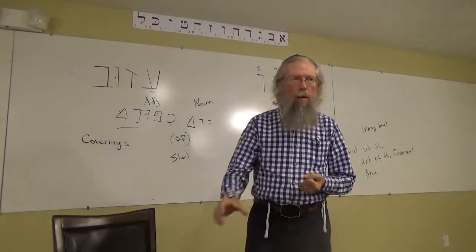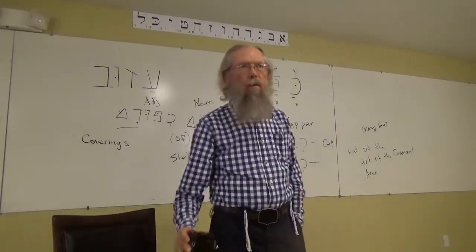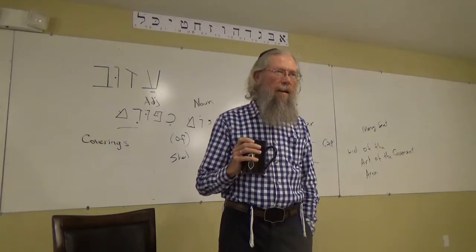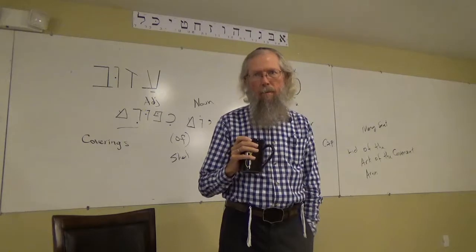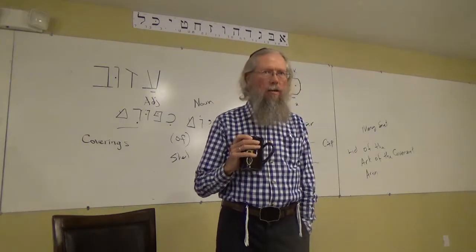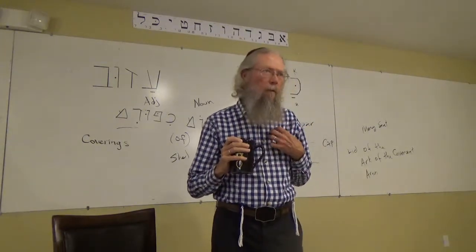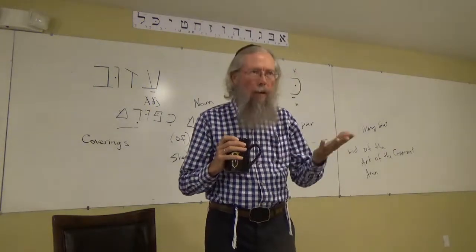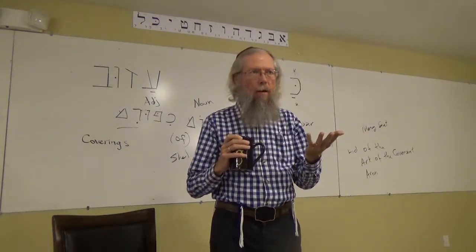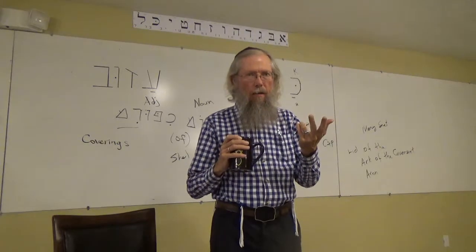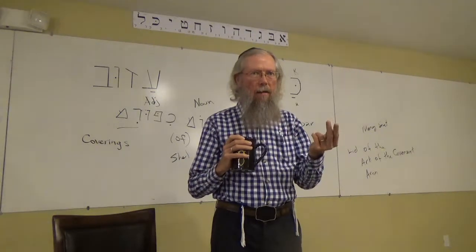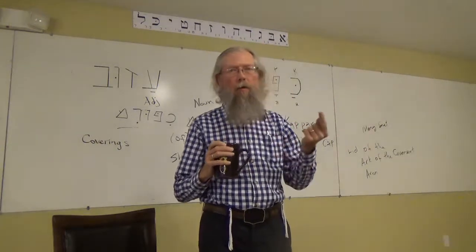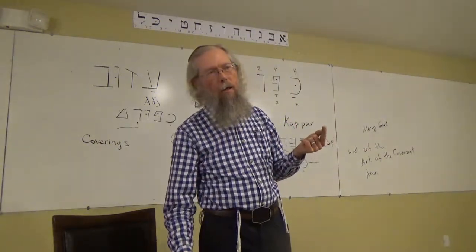Seven meaning? Perfection. Perfection meaning? Completeness. Okay? Perfection does not mean what we think of perfection as meaning. Perfection means something is complete. As in a perfect week, seven days, a perfect week is a complete week. You've completed the week. You've gone through the seventh day. So it is a complete week.